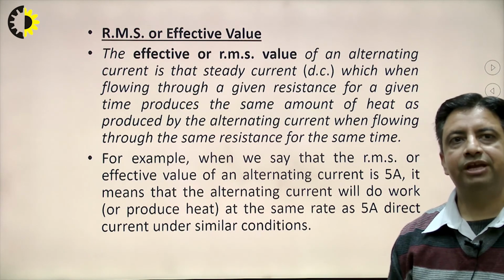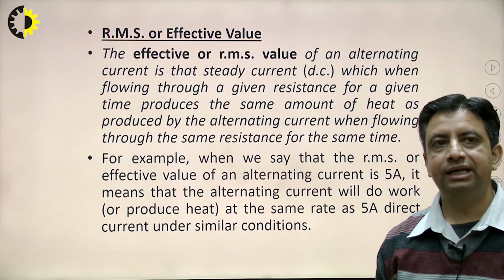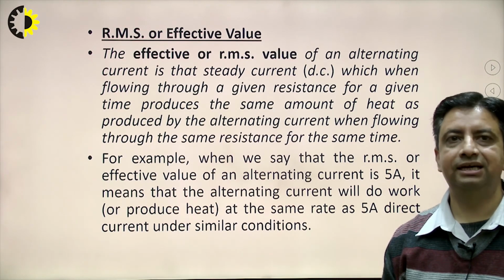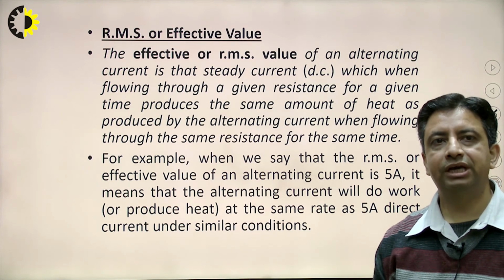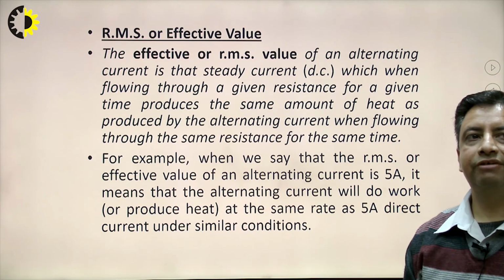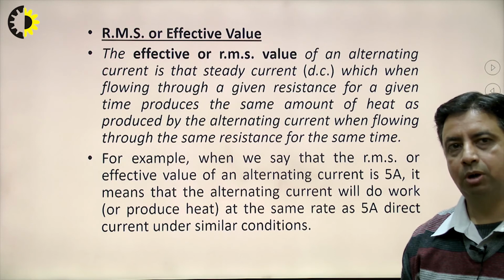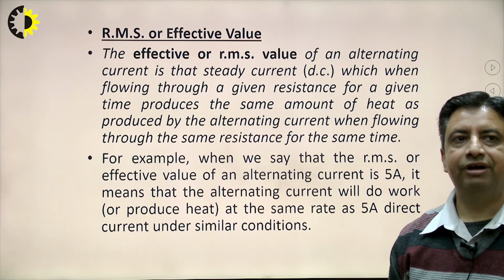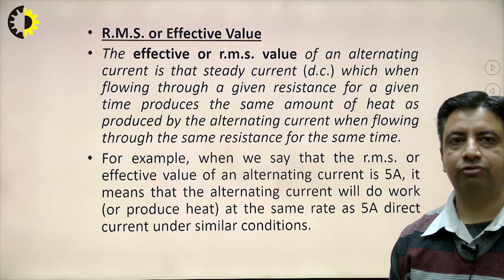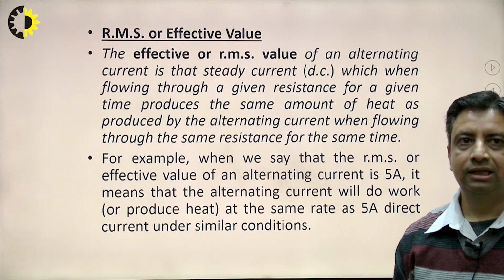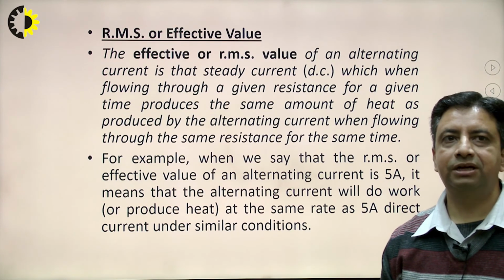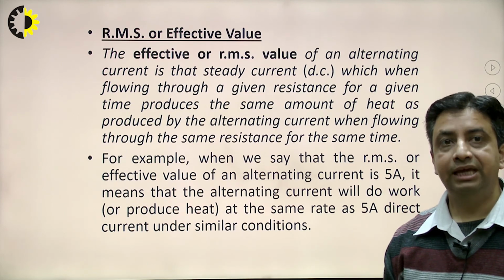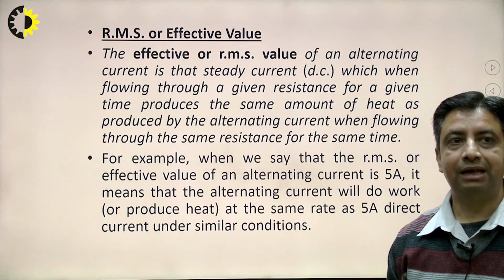So the RMS value of an alternating current is that steady current. Steady current means the DC current, which when flowing through a given resistance for a given time produces the same amount of heat as produced by the alternating current when flowing through the same resistance for the same time period. That means the work done by this particular DC current will be equal to that of the AC current for the same time period.